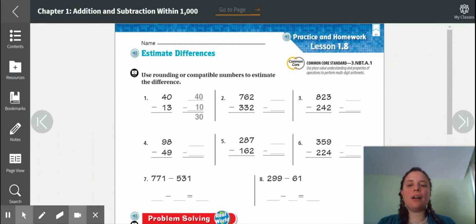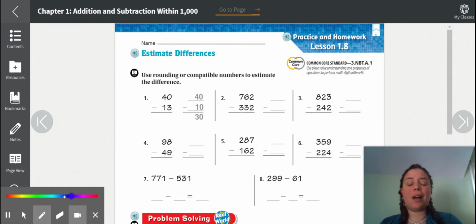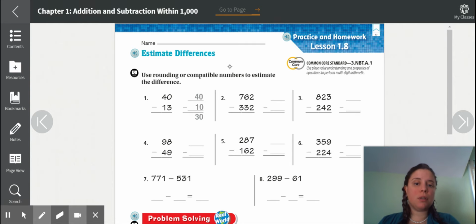Morning. Today we are going to do estimating differences, and this is very similar to estimating sums, except differences means we are subtracting. So we are going to go ahead and get started. And it says here, use rounding or compatible numbers to estimate the difference. I want you to round, just because it's a little bit easier for your brain to process.